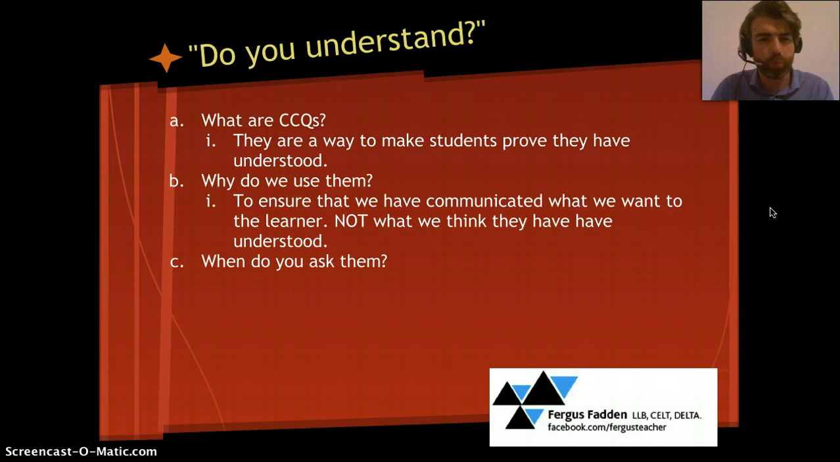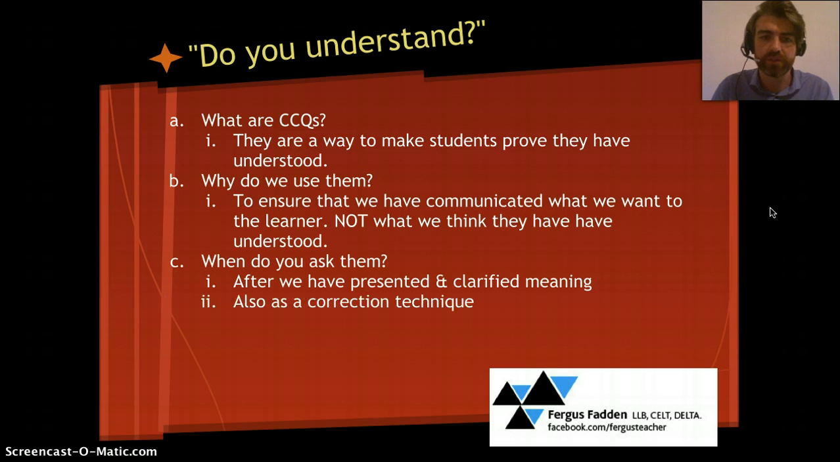Well, when do you ask them? I suppose mainly we ask them after we've presented and clarified meaning, to ensure further clarification of meaning. We can also use them as a correction technique. If a student uses a word incorrectly, we can ask some questions, and those questions will lead them to understanding.